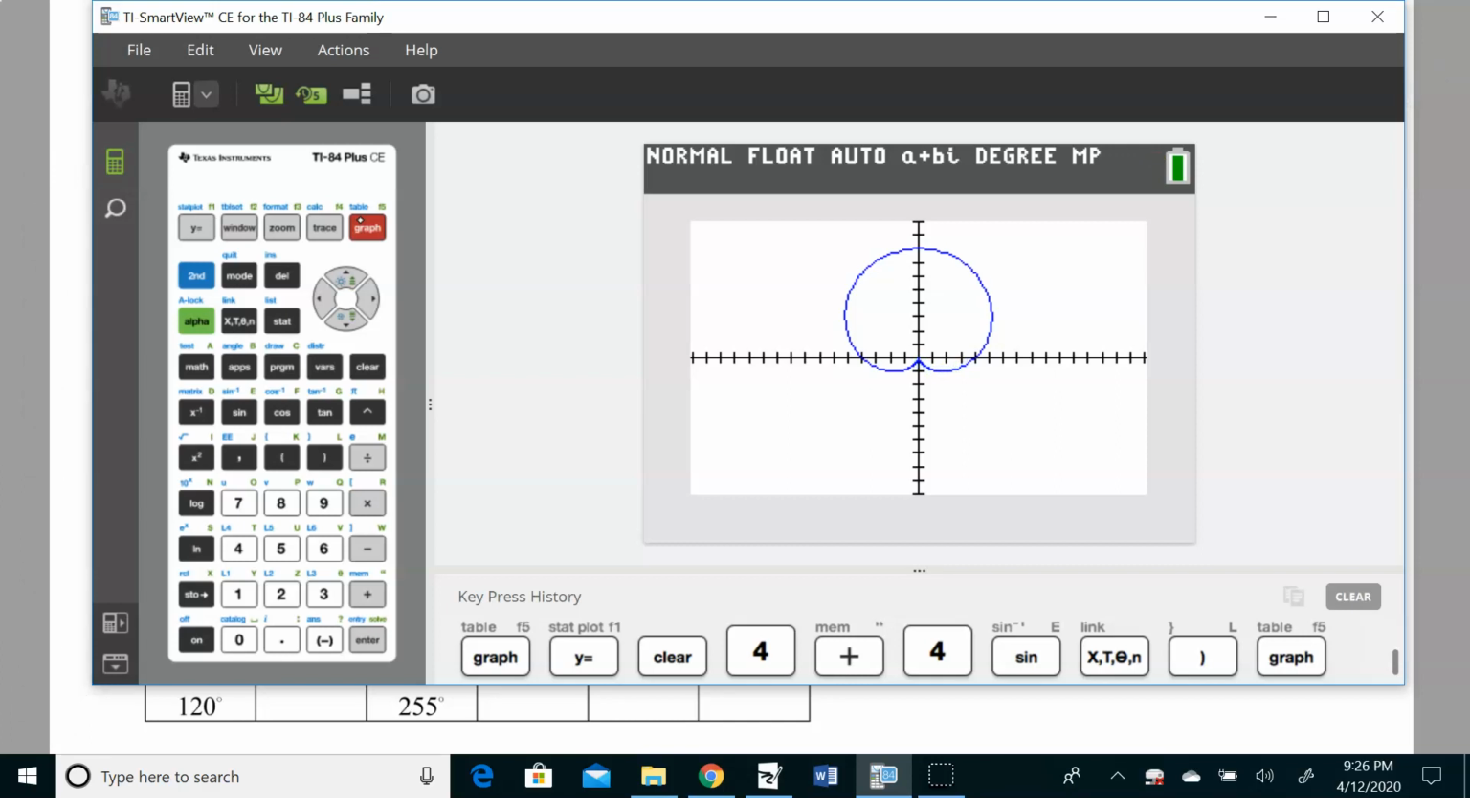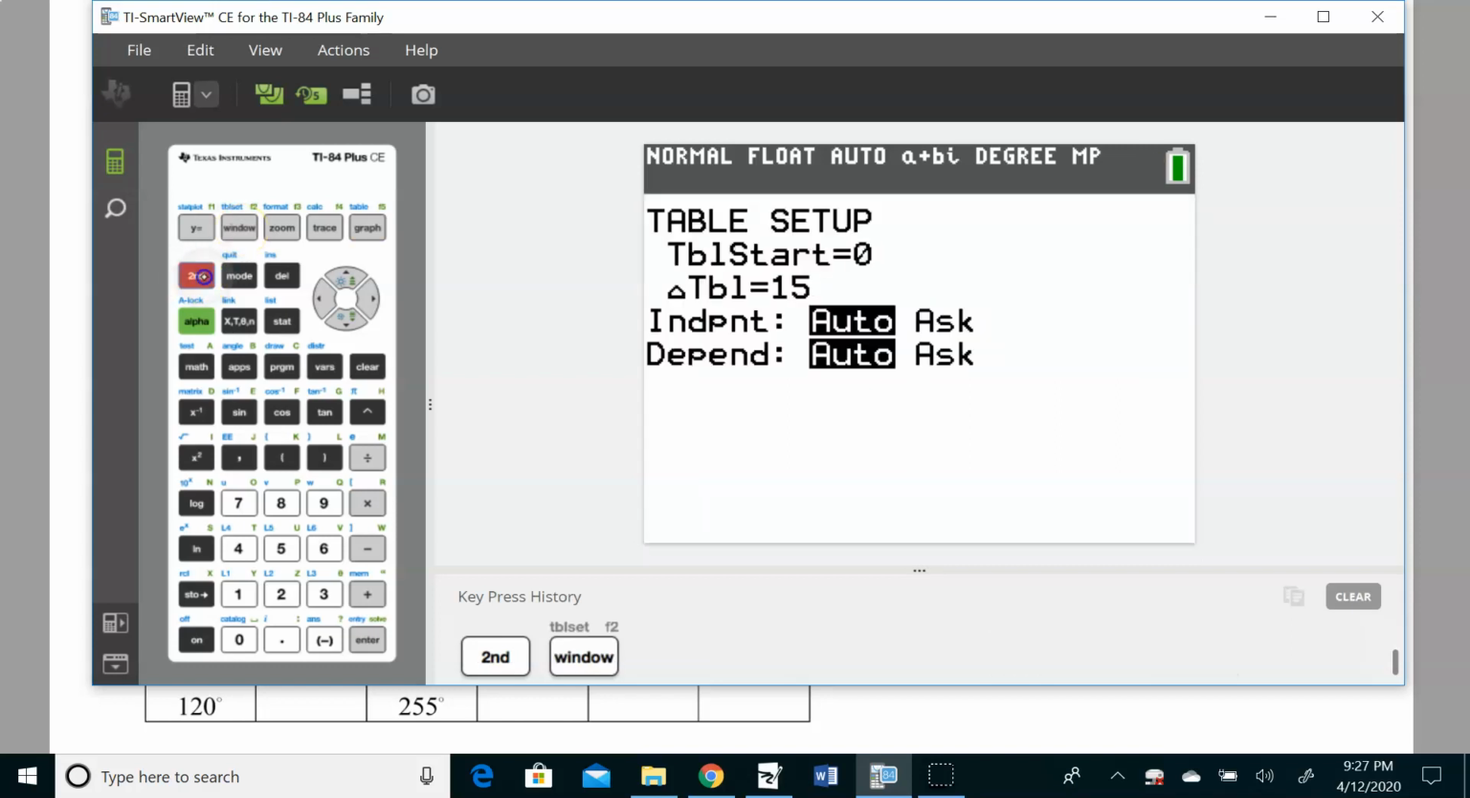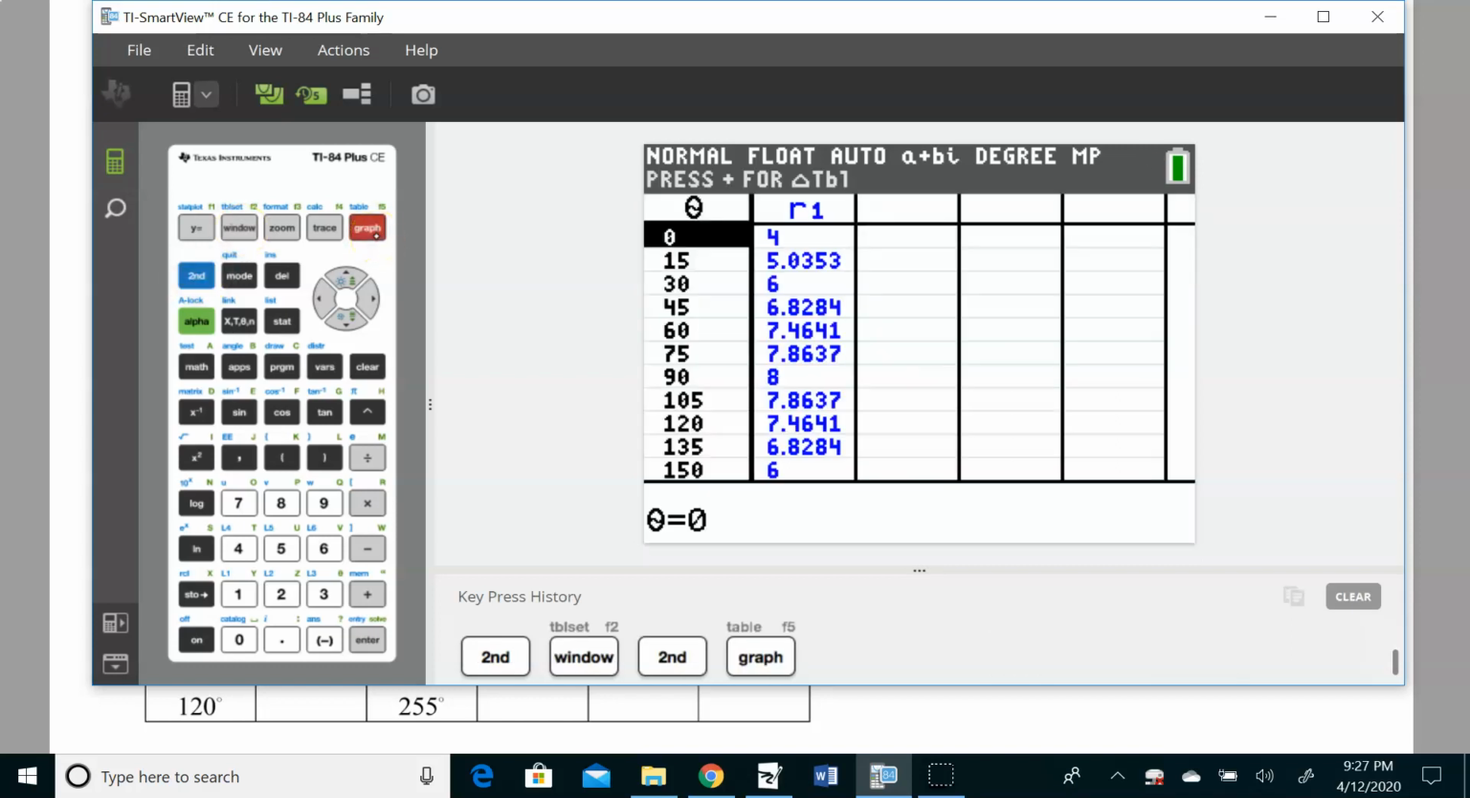This graph is called a cardioid. Right now it looks like an upside down heart. If I put a little bit different formula in there, it would be turned around. But we're going to graph these points. Again, I'm going to go to second window, and I'm going to do second graph, and I'm going to put all these points into that table, and then I'm going to graph these points.